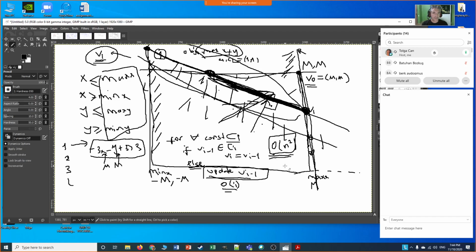So actually, it's worse than the n log n half plane intersection algorithm, the divide and conquer one. So it's not a very good algorithm if you just look at it this way. But here is the thing.